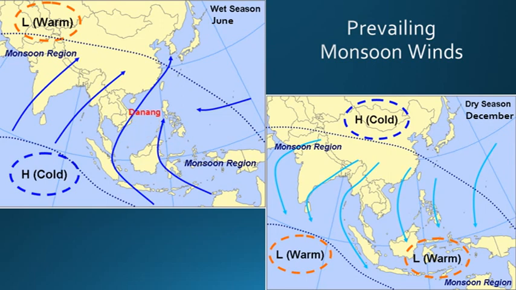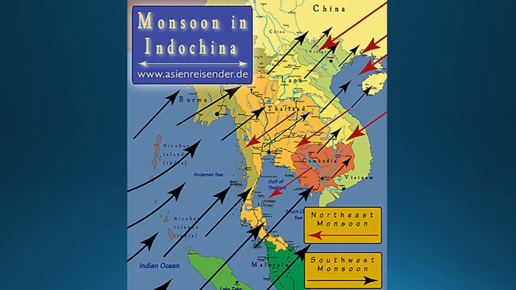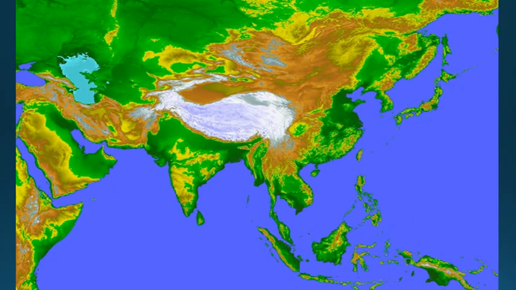However, Da Nang does not fit this pattern. The central coast of Vietnam is quite dry in June and wet in December. As we can see on this graph of rainfall, the rains in Da Nang start 3 months later than in the north and south of the country. Why is this the case? Why does Da Nang have such a delayed rainy season? And what is missing from this map that might help explain the late rainy season? Topography.